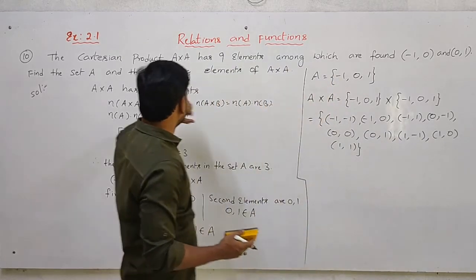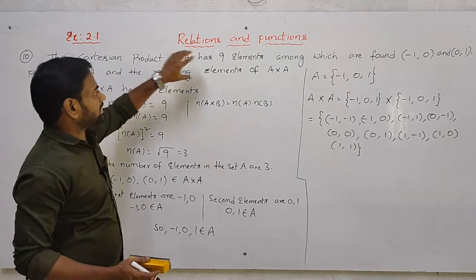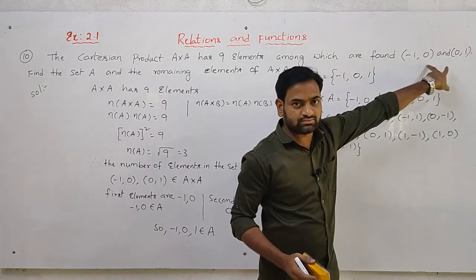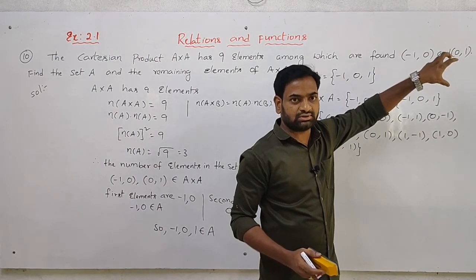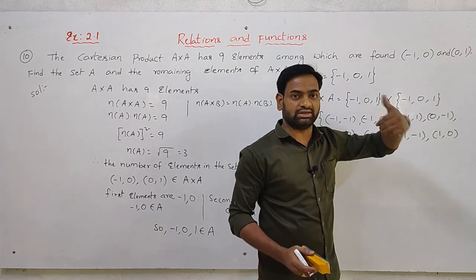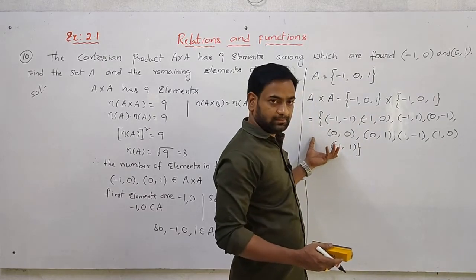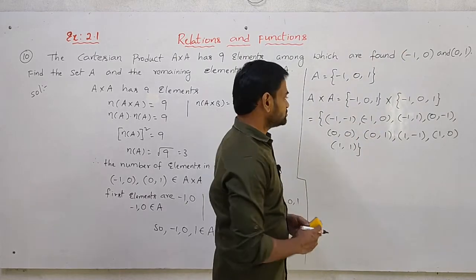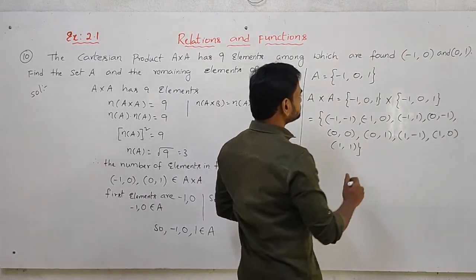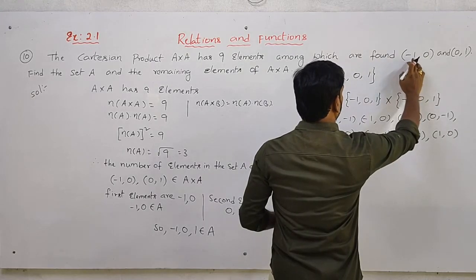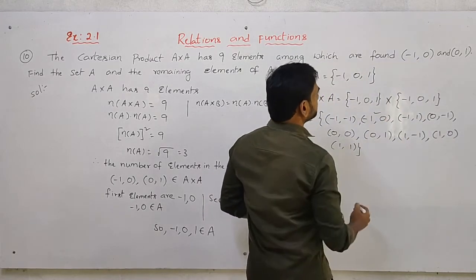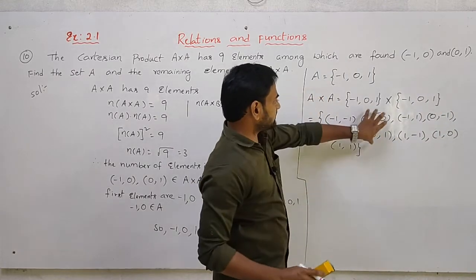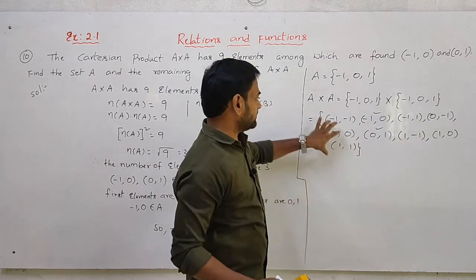Now see here, he is asking for the remaining elements of A cross A. In A cross A, two elements are already given. Except these two, what are the remaining? So totally 9 are there, 2 already given, so remaining are 7. So what are the 7? Here first I am counting this one, (-1, 0), where it is this one, (0, 1), where it is this one. So except these two, the remaining are these elements.